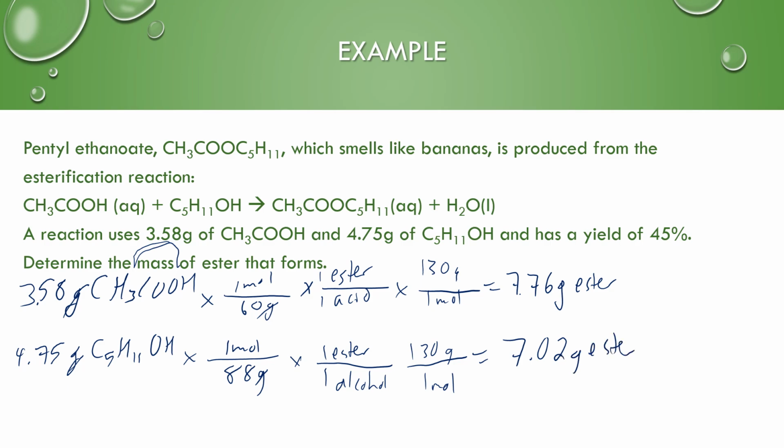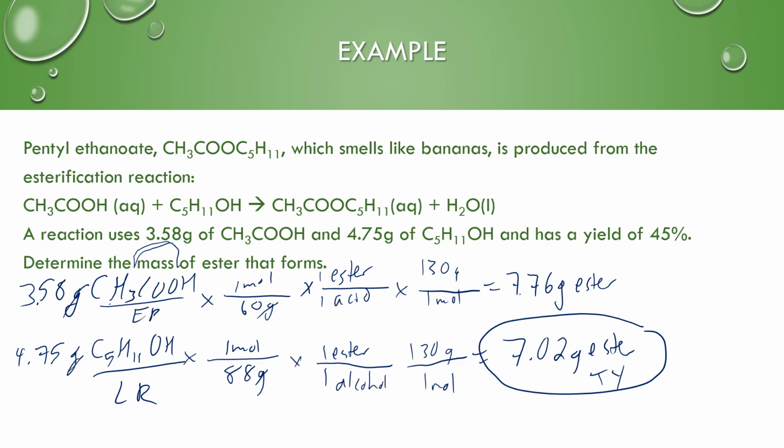So this one is our theoretical yield. Abbreviate theoretical yield. This thing is our limiting reactant. The acid must be our excess reactant. This much could not be made because you'd run out of the alcohol before you were able to make enough to use up all of the acid. So that's your theoretical yield.